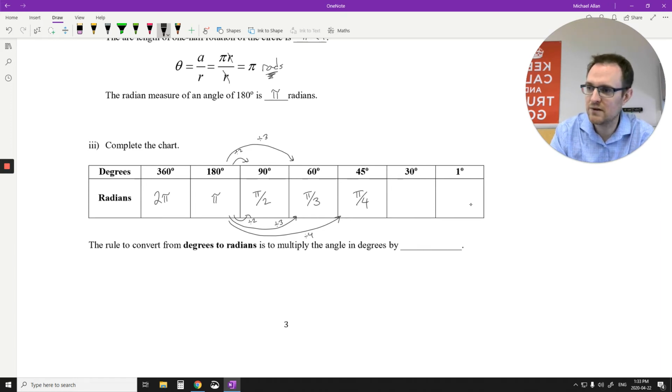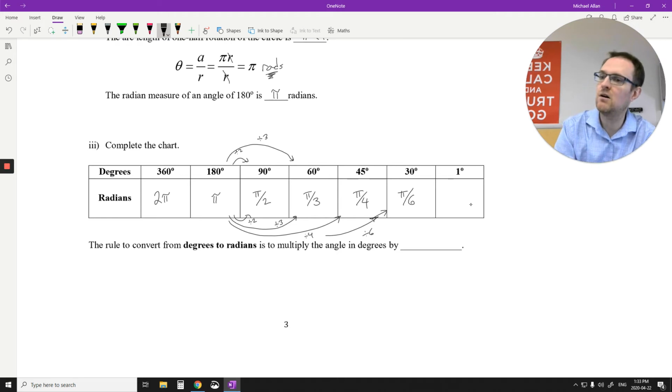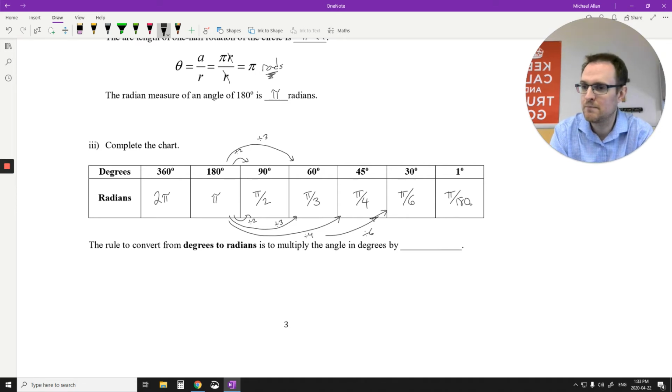Go to the last one over here, or the second last one here. I would divide by 6 to go from 180 all the way to 360. I would divide by 6. And to go right from 180 all the way to 1, I would divide by 180. So these are exact values.